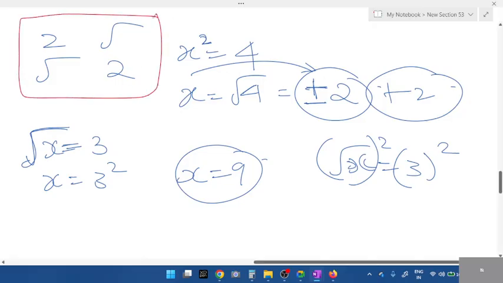Okay, this is the actual concept, students. In a simple linear equation, square becomes square root, root becomes square. So teachers would tell you all to square it. It's the same concept. Look here, it gets cancelled. x is equal to 9.